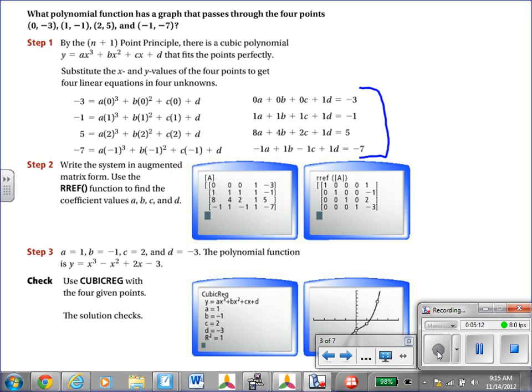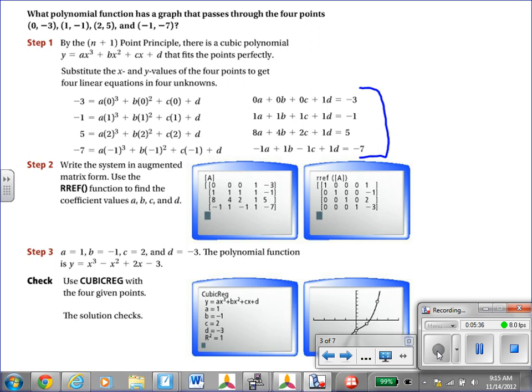Okay, remember the augmented matrix we talked about? And so we type them all in. This is a screen capture down here of the calculator matrix. So you've got 0, 0, 0, 1, -3, 1, 1, 1, 1, -1, 8, 4, 2, 1, 5, and they're just the coefficients that are in front of A, B, C, and D, right? And then the last column is just whatever's after the equal sign.